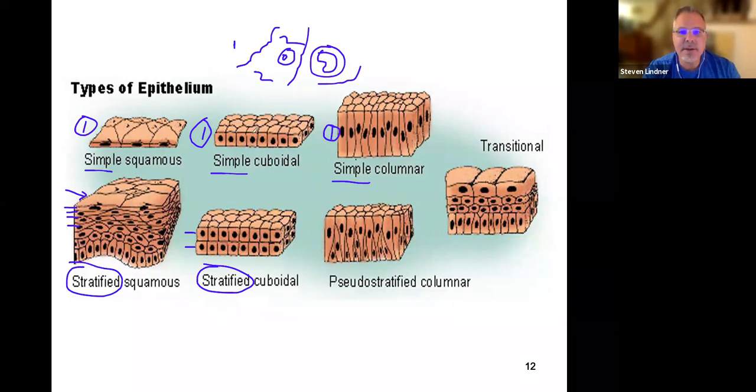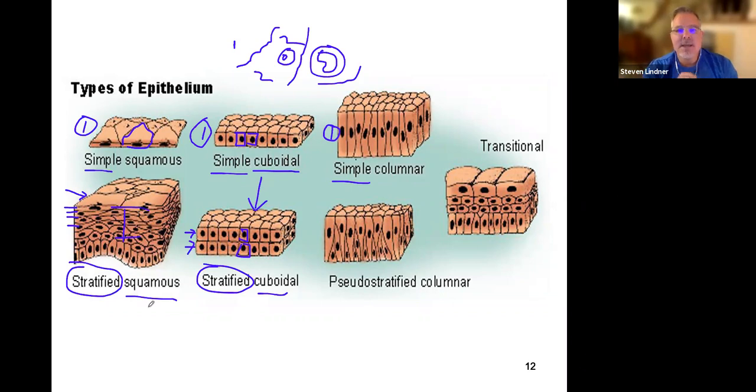Here in the top middle, we see that these are squares. So because they're cube-shaped, it earns the term simple cuboidal. If we look down at this one, here we have 2 layers of cubes. So because they're 2 layers, we call it stratified cuboidal. On the top left, we see these flat, irregular shaped cells. They're not cubes, they're not columns, they're just flat and irregular. So that's the term squamous. And because it's multiple layers, then we call it stratified squamous.